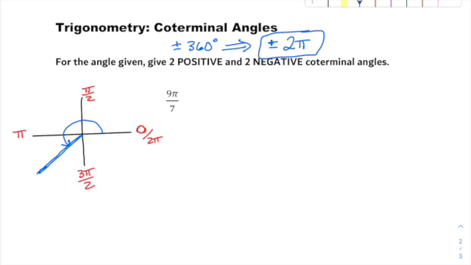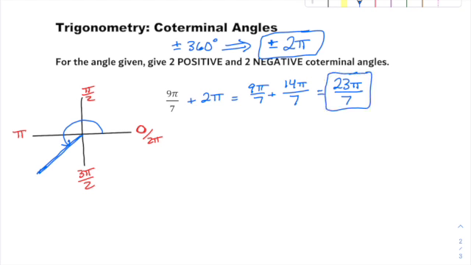So 9 pi over 7, we're going to start with this, and we're going to add 2 pi to it. That'll give me a positive coterminal angle. And the only thing you've got to do is make a common denominator. So this is 9 pi over 7 plus, you want to make that 2 pi have a denominator of 7, so you need to multiply by 7, so that'll be 14 pi over 7. And then you get 23 pi over 7. There's one positive coterminal angle.